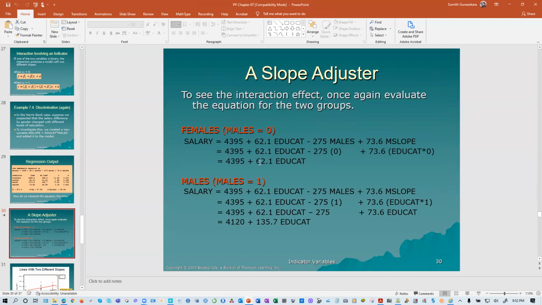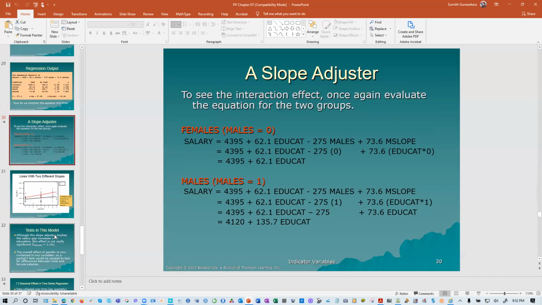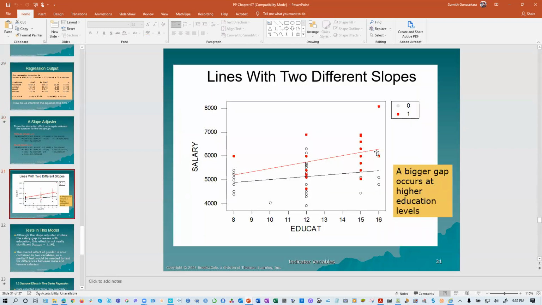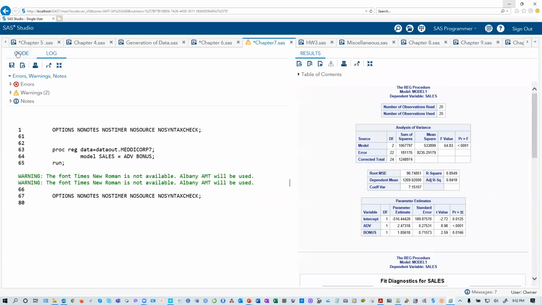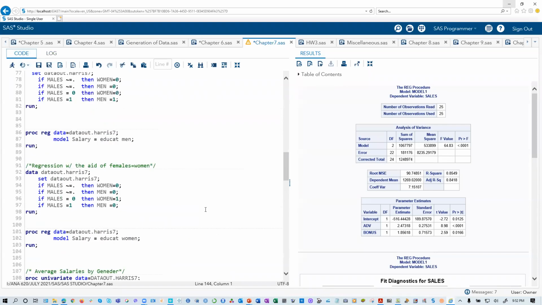Then later on, for males and females, you can get two different groups, to see how the interaction affected. So that's called the slope adjuster. Can you remember, in the very beginning when I drew this graph, I had an interaction term. They came exactly like this. You can go back and see.